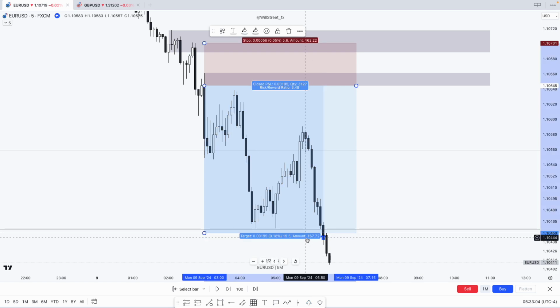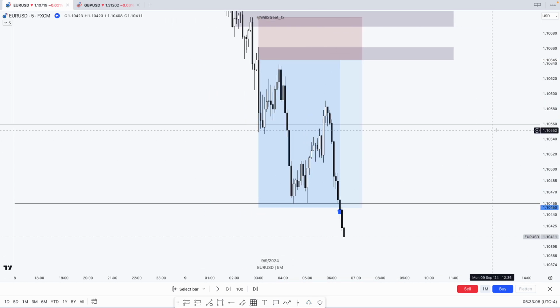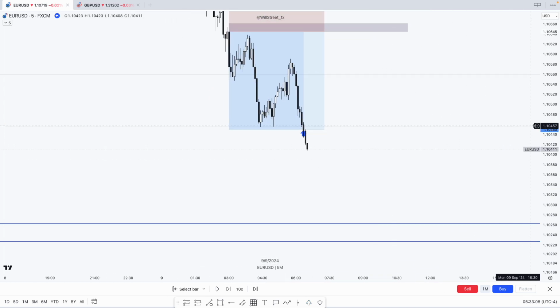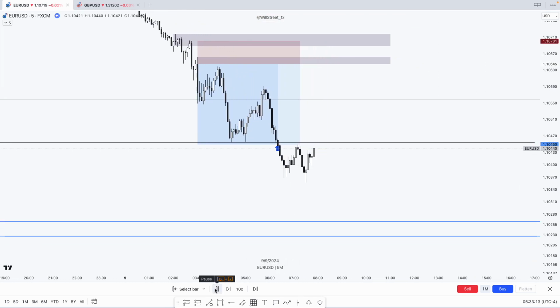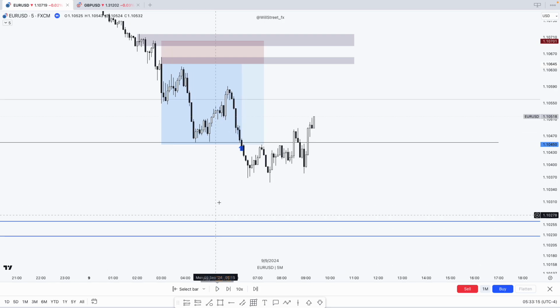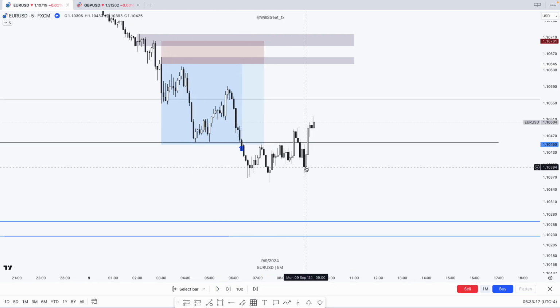Well, you don't need to exit here. In my case, I exit here because I know the context and the narrative of the week. And you see how price turns to our high resistance liquidity run. Okay.